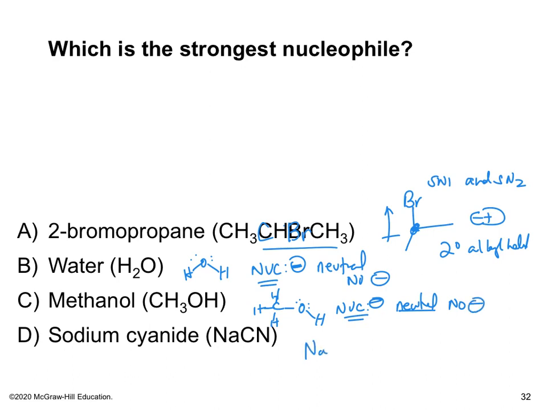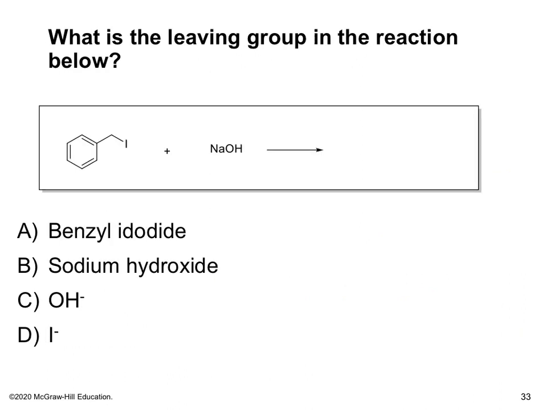Sodium cyanide. Well, there's your sodium counterion. If you draw your Lewis structures, you would see that this is the Lewis structure. You need to practice Lewis structures, and that means this is a strong nucleophile. And strong nucleophiles undergo SN2. What is the leaving group? Well, this is your electrophile, right? This is your nucleophile. There's your leaving group.